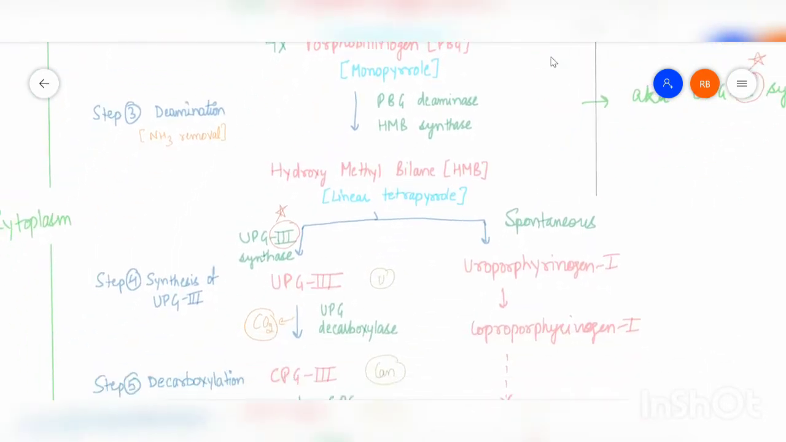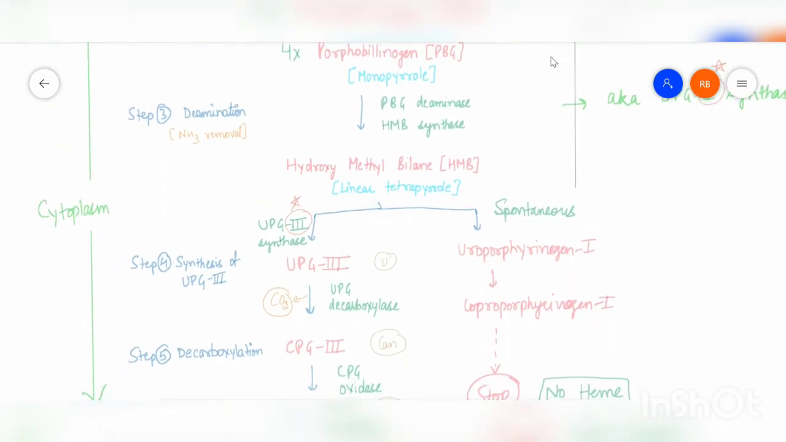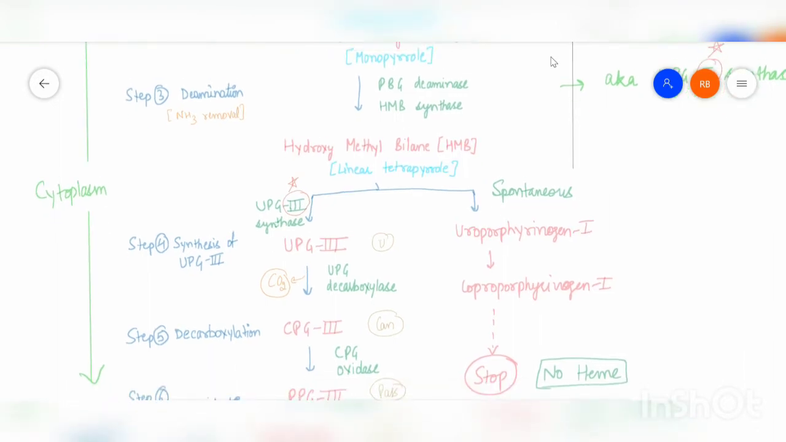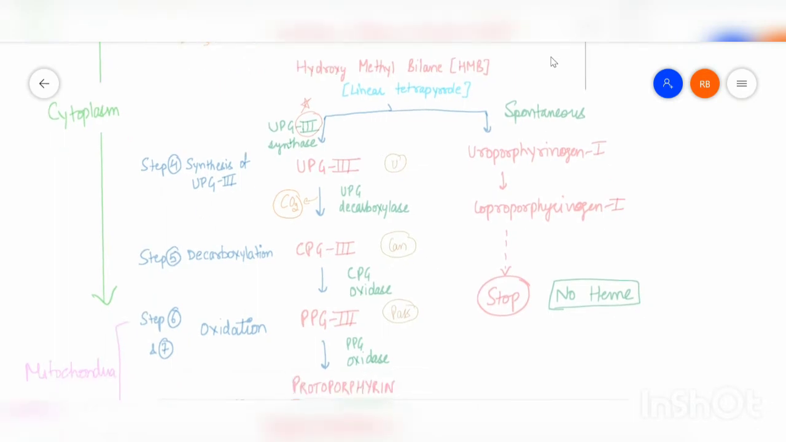From the hydroxymethylbilane, the step 4 is the synthesis of UPG3. As we have discussed earlier, among all the porphyrinogens there will be UPG3. Okay, so UPG1 will form a defective heme or no heme at all. If there is no enzyme available after hydroxymethylbilane, the spontaneous reaction will go towards UPG1 or CPG1, and ultimately it will stop and there will be no production of heme. Then UPG3 synthase will act upon HMB and there will be a formation of UPG3.